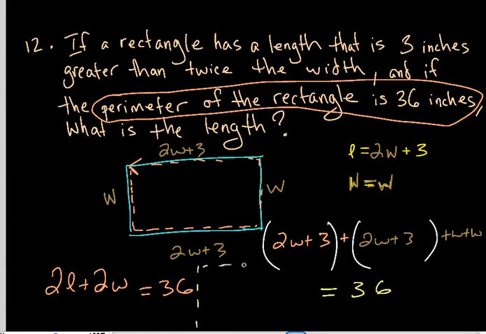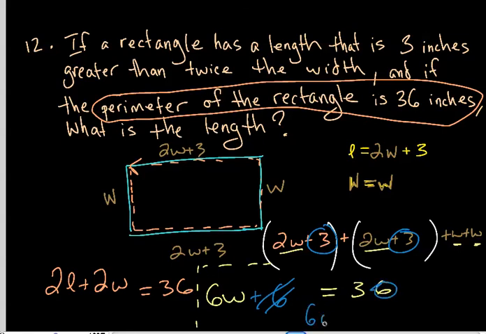So now I want to see how many W's I have. I've got 2, I've got 4, I've got 5, and 6 W's. 6W. And then I have these 3's right here. 3 and 3. So that's 3 plus 3 is 6. So 6W plus 6 equals 36. Take away 6 from both sides, and I'm left with 6W equals 30, implying that W equals 5. Now I want the length, so I have to double the 5 to get 10 and add 3, which is 13. The length is 13.